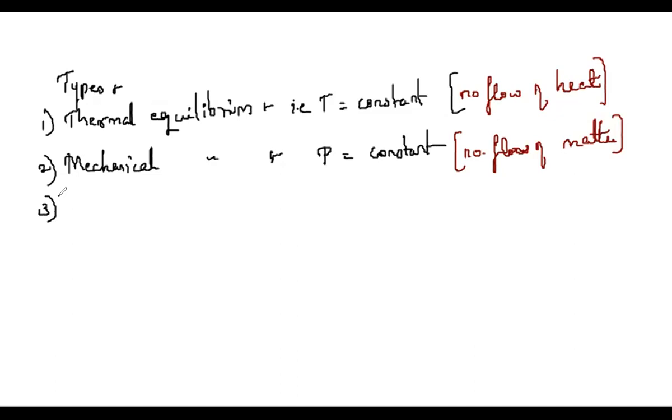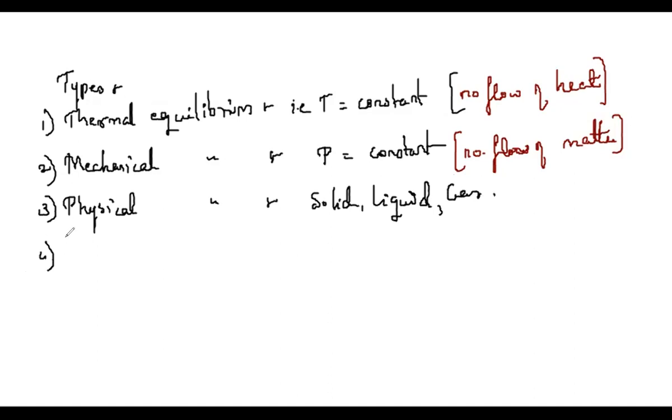The third one is physical equilibrium. Physical equilibrium means the substance exists in 3 states: solid, liquid, and gas. And the last one is chemical equilibrium. That is, there is no change in the concentration of any part of the system with time.